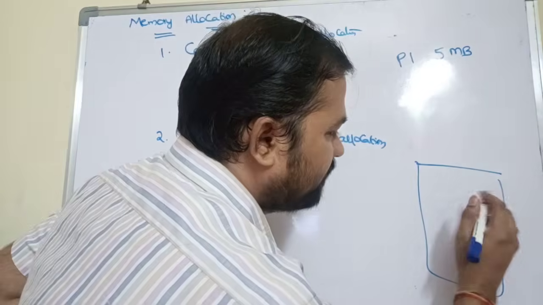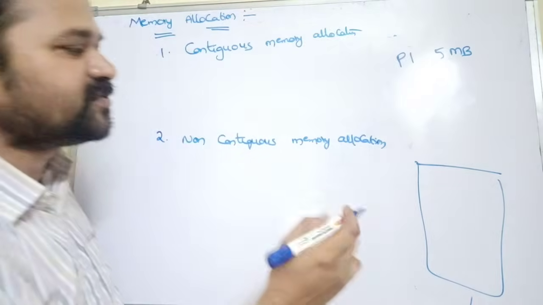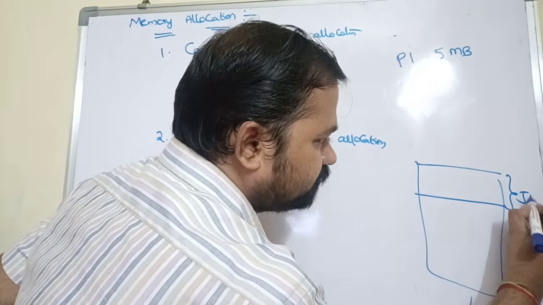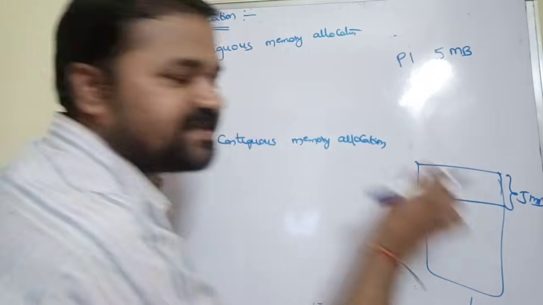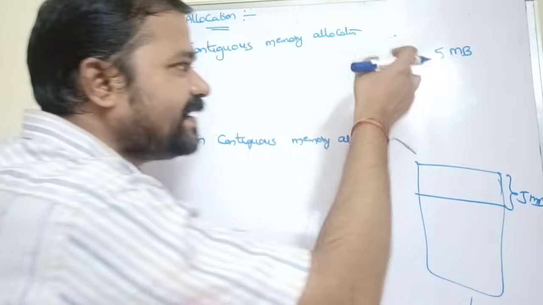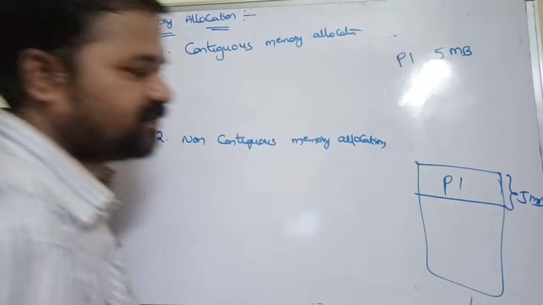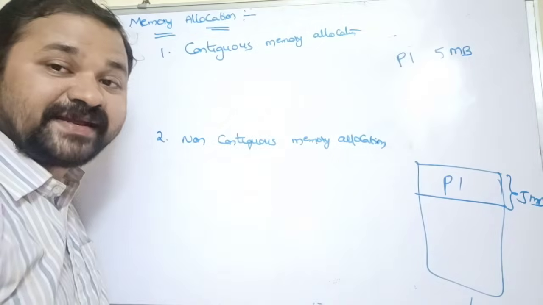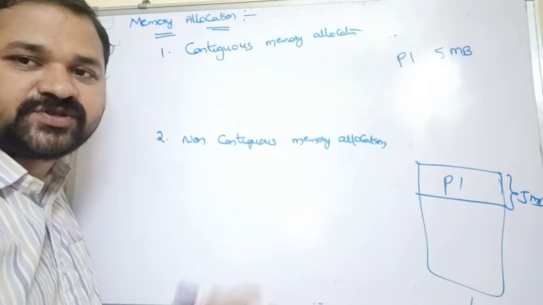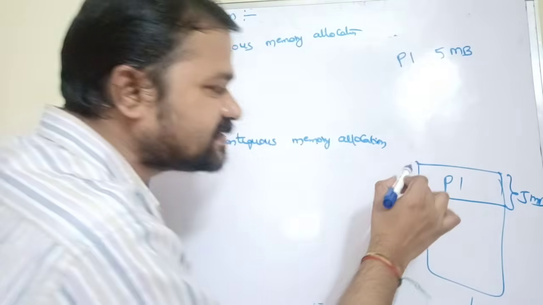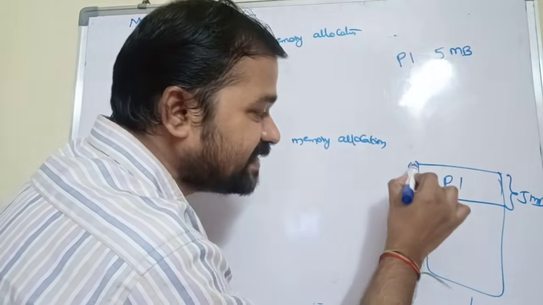So let it be P1. What is the size of that process? 5 MB. So this is nothing but a 5 MB block. So this partition size is 5 MB. The operating system will store the process P1 in this partition. That is nothing but a contiguous memory location. So we need to store the corresponding process in a contiguous block, a single block.